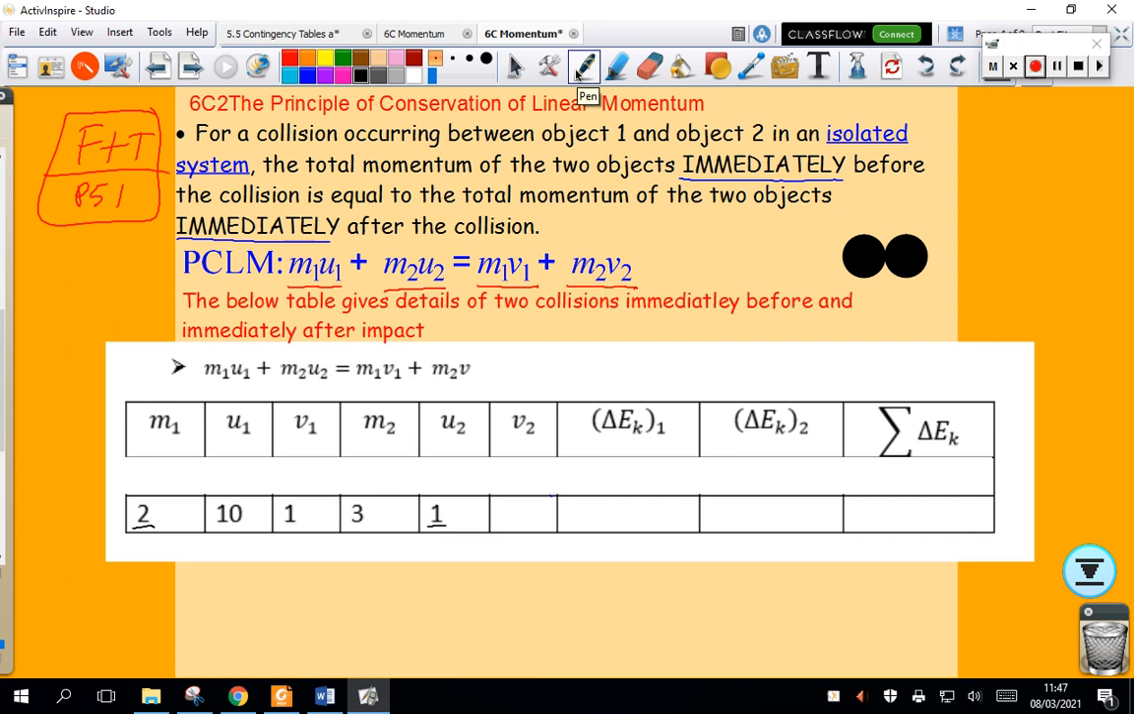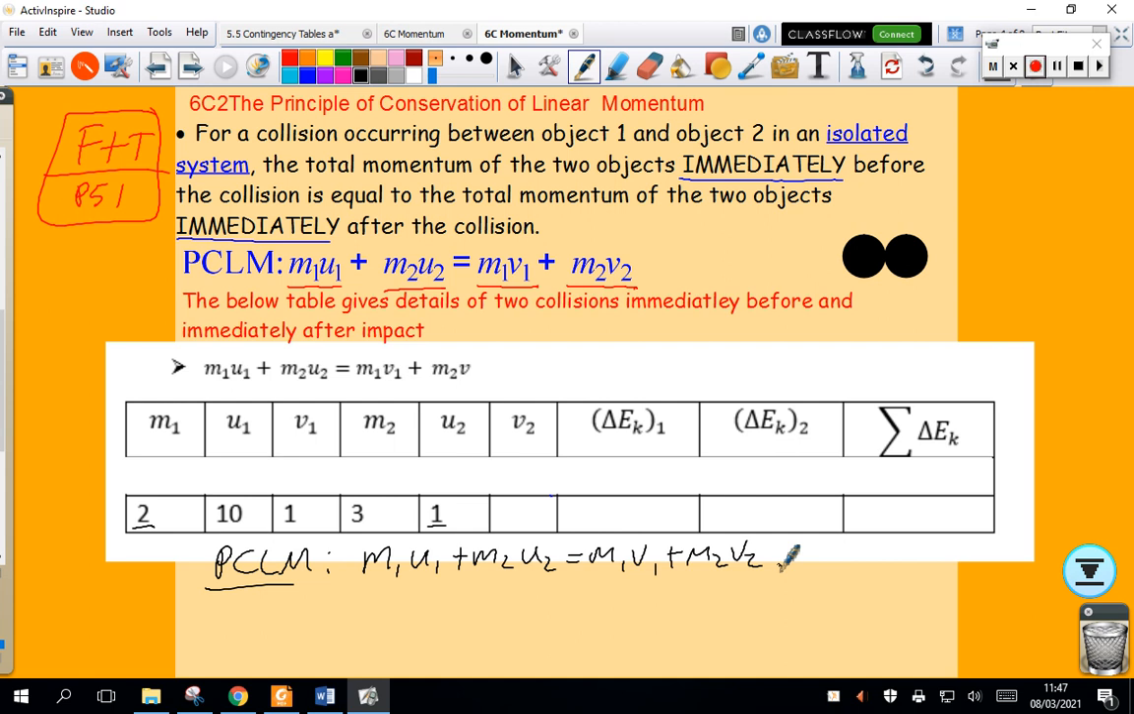Okay, so let's look at applying the principle. Two objects come into contact. There's a collision. And the principle of conservation of linear momentum, I recommend always writing that out, PCLM, every time you're going to use it. m1u1 plus m2u2 equals m1v1 plus m2v2. Total momentum before equals total momentum after.